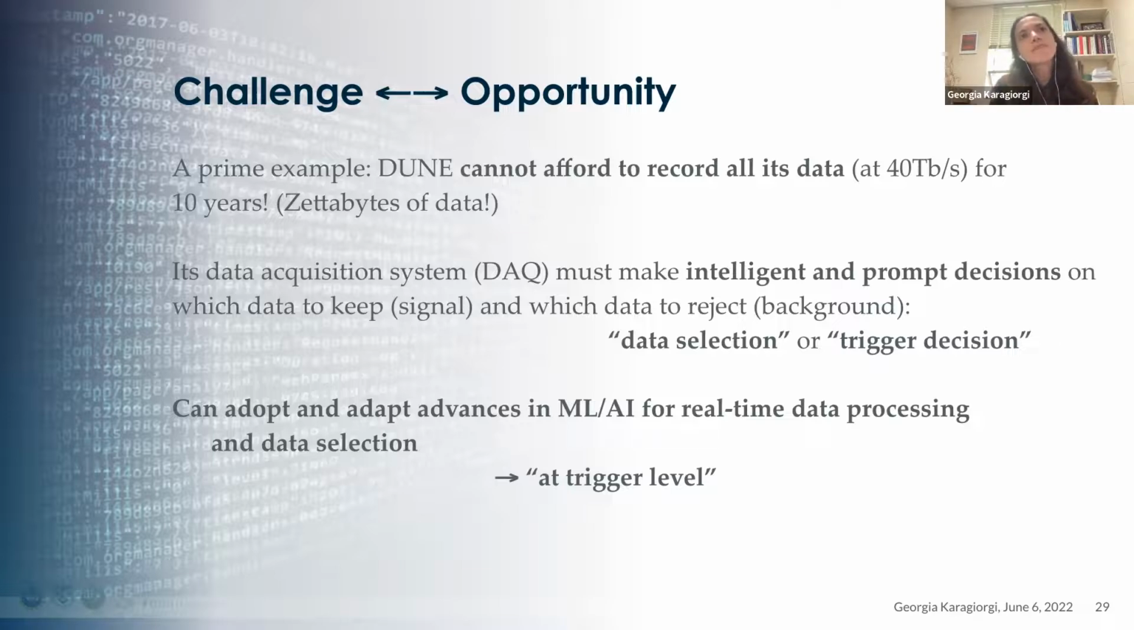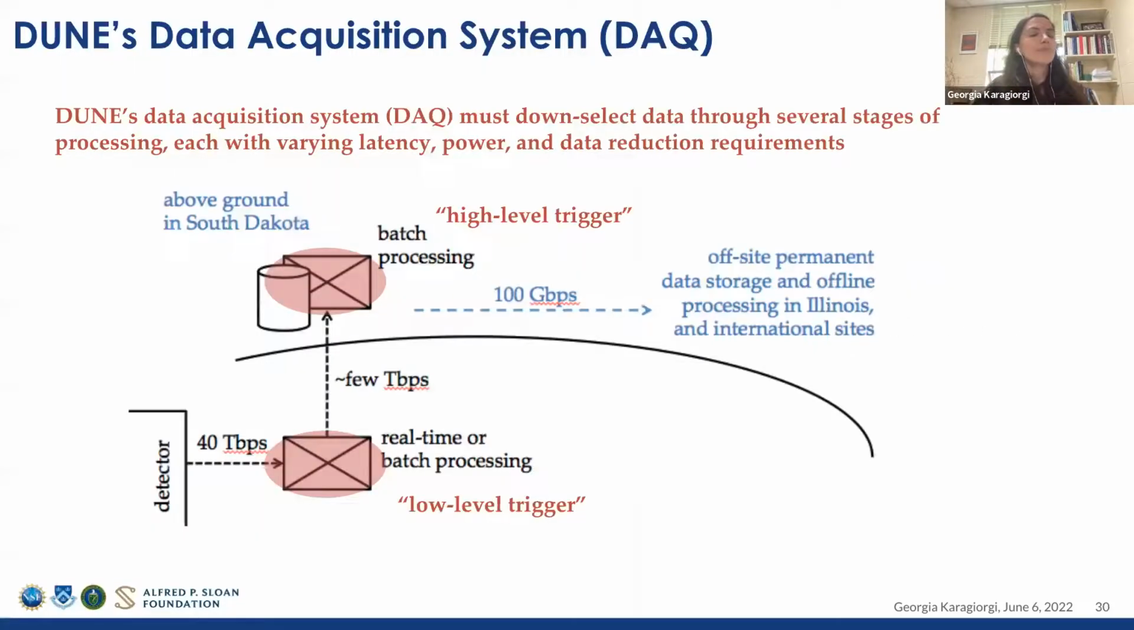And traditionally, only simple non-machine learning, non-deep learning algorithms have been used for data selection or trigger decision. But it would be great if we can adopt and adapt recent advances in machine learning and AI for real-time data processing and data selection at trigger level for the case of DUNE, especially leveraging the fact that the streaming data out of the detector are already very image-like, sparse image-like.